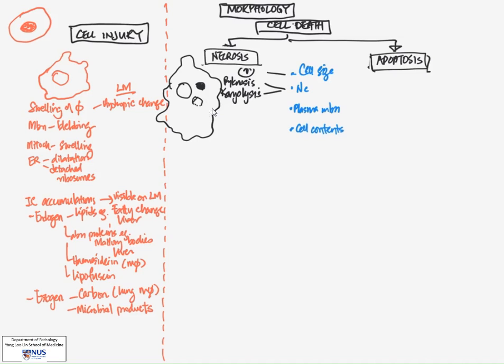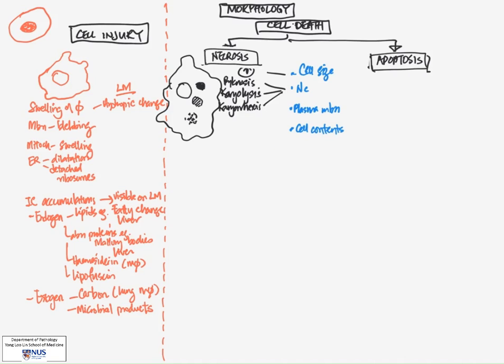They can undergo karyolysis, which is just fading away of the chromatin, or karyorrhexis, where the nucleus actually breaks up into little pieces. So you can see fragmentation of the nucleus. And eventually the nucleus will disappear, and that's how we recognize necrotic cells under the light microscope.